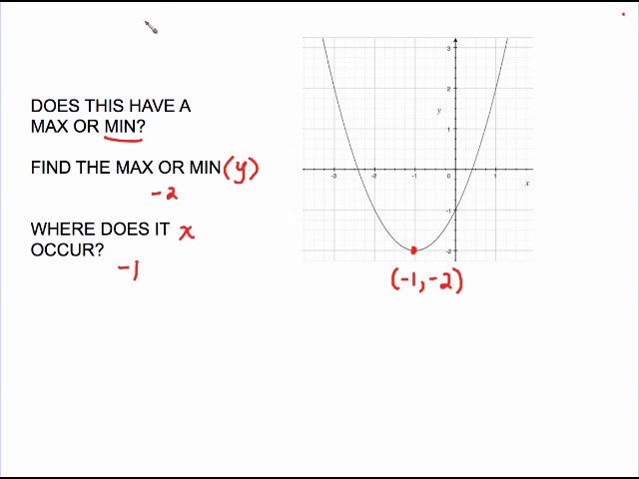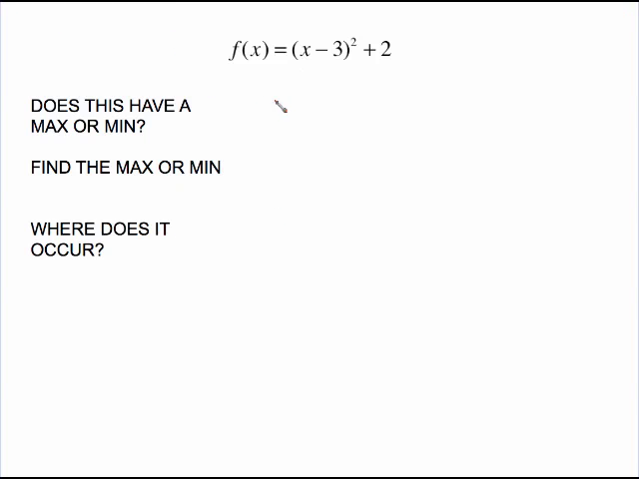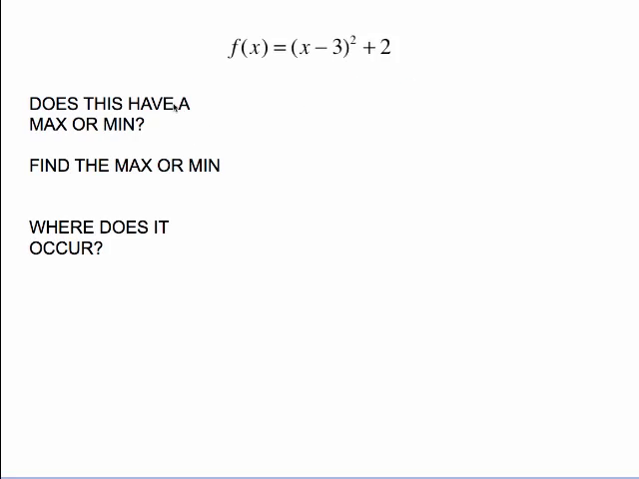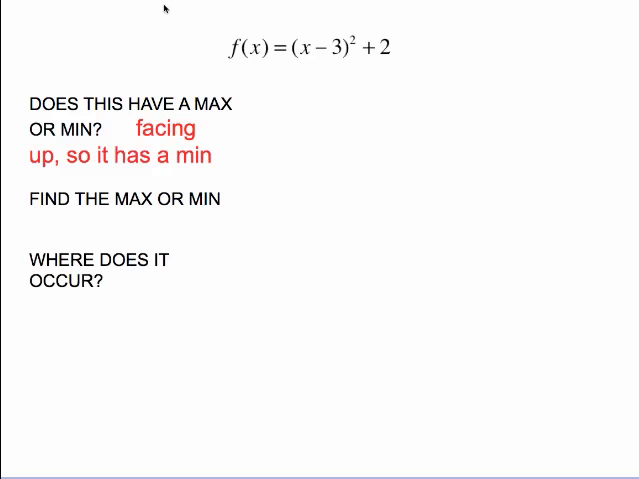But now we want to do the same thing with an equation and see if we can name this same stuff without using a graph. Of course, you could always graph it on your own, but this really isn't bad. We want to answer the same questions about this function that we did on the previous screen, but notice there is no graph drawn for us. So does this have a max or min? You should recall the max or min refers to, is it facing up or is it facing down? This is facing up, so it has a minimum.